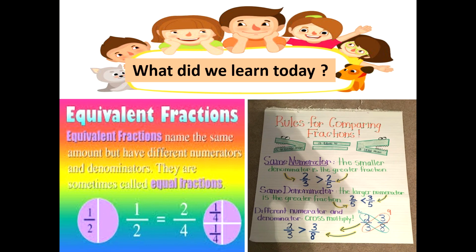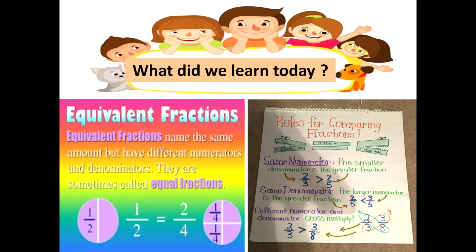And we also learned about comparing fractions. Remember, if it's the same numerator, then the smaller denominator is the greater fraction. So here, 2/3 is greater than 2/5 because 2/3 has the smaller denominator.